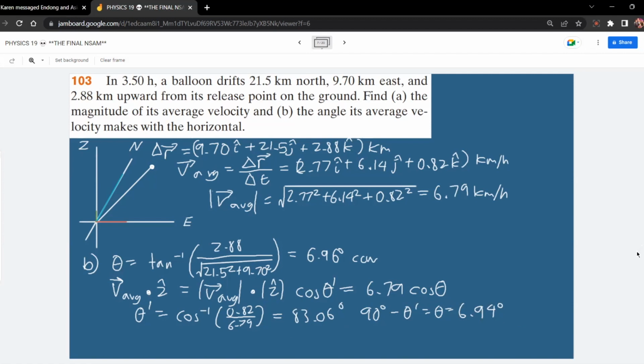Tapos, yeah. Pero ano yun eh. So if we used more accurate values for the z component of V average, mas malapit yung magiging sagot.